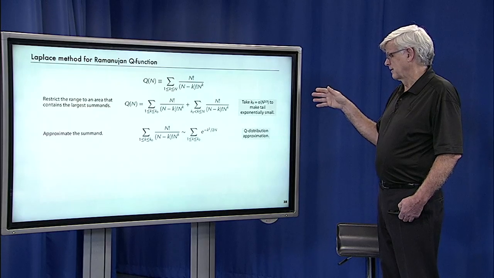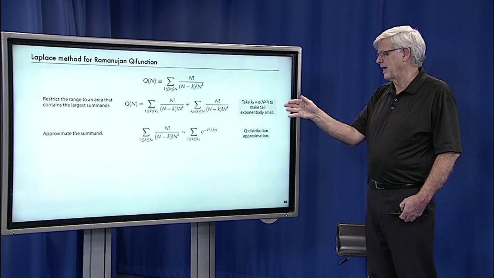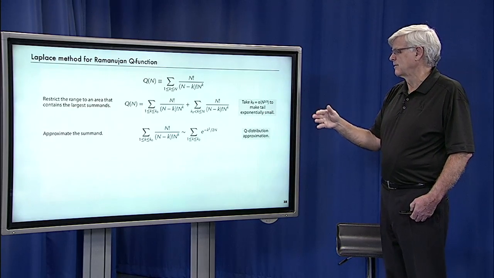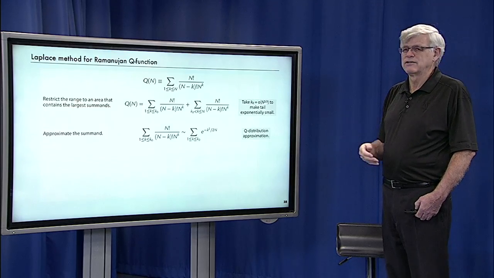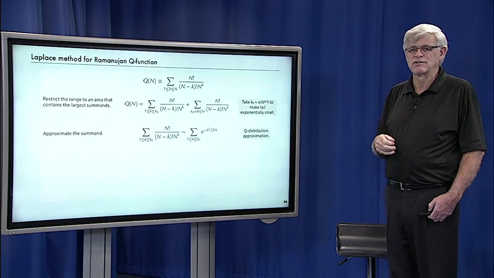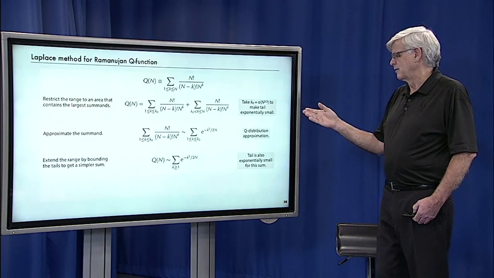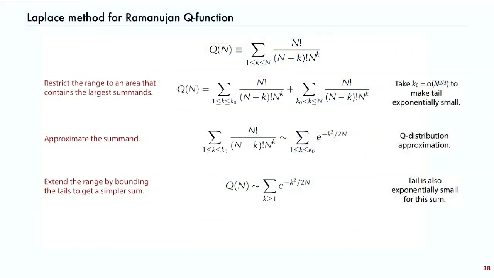Not only is the tail exponentially small, we have a good approximation of the summand for k less than k0. For all of those values, it's not far from e to the minus k squared over 2n. That's the approximation that we just developed. It's very close to that, actually. But that one also for large k is going to be exponentially small, so we might as well extend the range back to be an infinite sum, because the tail's also exponentially small for that one. And now that sum we can just approximate with an integral, and if you do that, you get square root of pi n over 2.